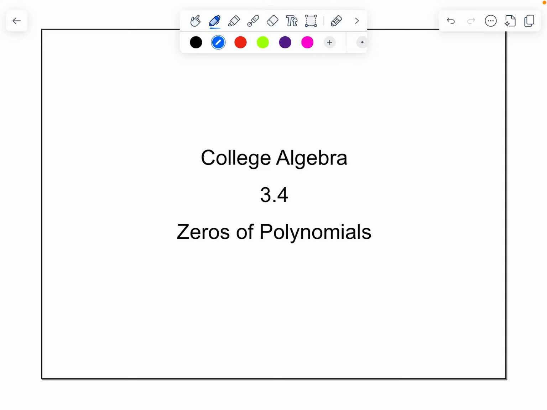Lesson 3.4, we're talking about zeros of polynomials. Back in lesson 3.3, we talked about synthetic division, dividing polynomials, and I promised you a trick that would help you to find those numbers that you would put on the outside of that synthetic division. And this lesson is me fulfilling that promise.